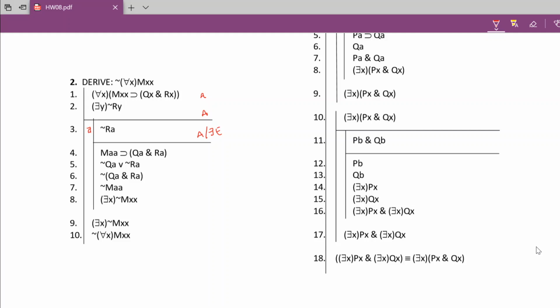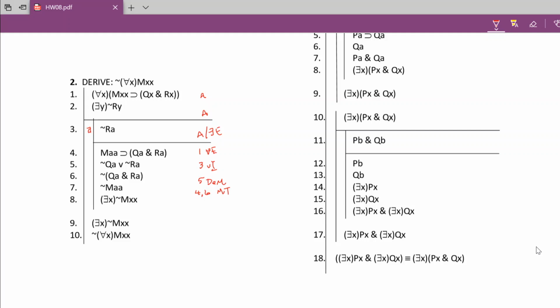Line 4 is universal elimination on line 1. And then line 5 actually comes from line 3, wedge introduction. And line 6 is De Morgan's on line 5. And then line 7 comes from 4 and 6. It's another application of modus tollens, isn't it?